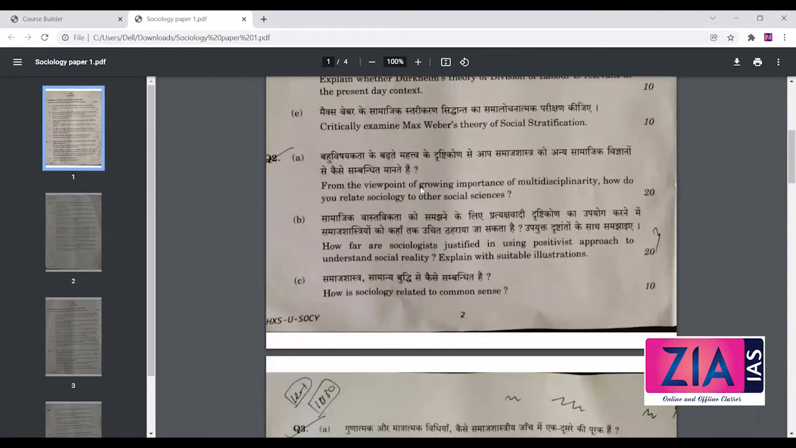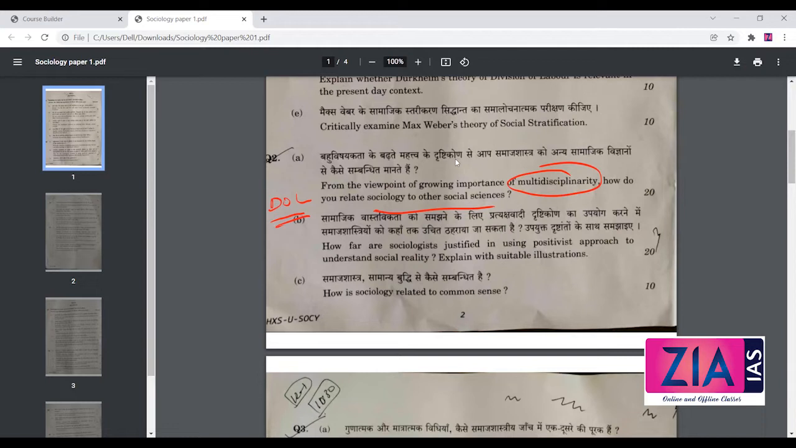Let's look into this. From the viewpoint of growing importance of multidisciplinarity, how you relate sociology with other social sciences. So we have discussed this in detail, multidisciplinarity and how sociology is related to other social sciences. Time and again, in many places with the thinkers, we have explained, right? When I talk about division of labor, I have told you how something which was related to economy became part of sociology once Durkheim took up the analysis. So economics and sociology, you can discuss a comparison.